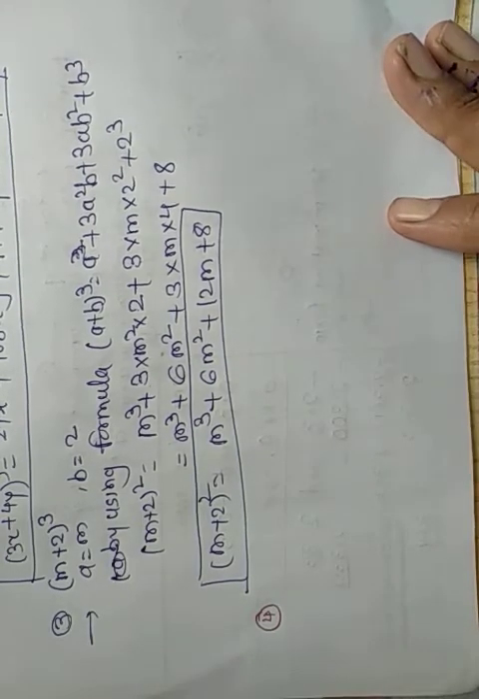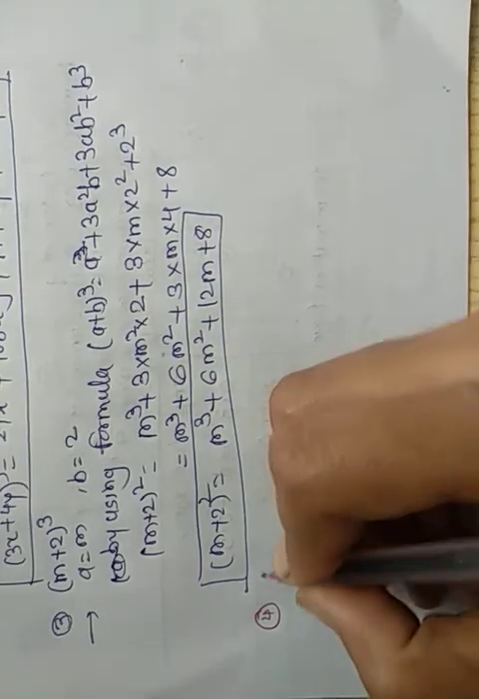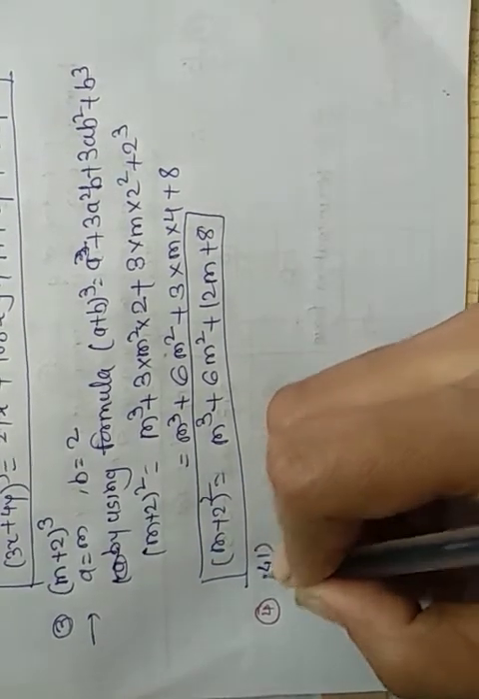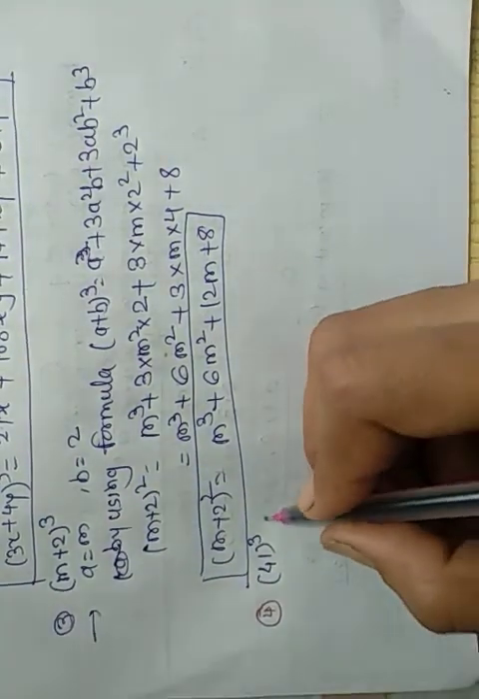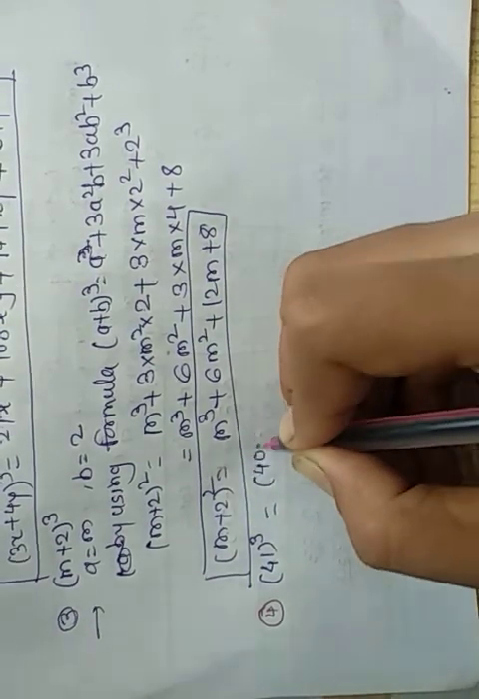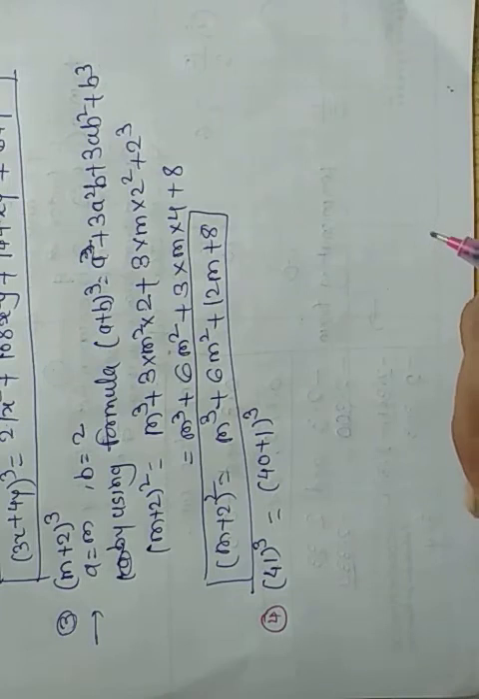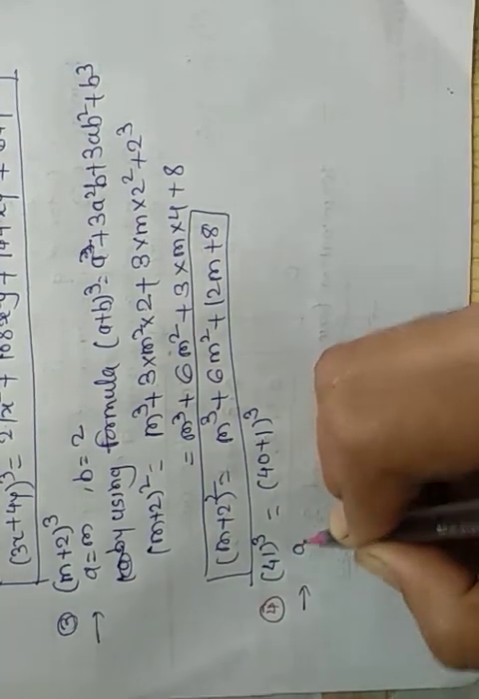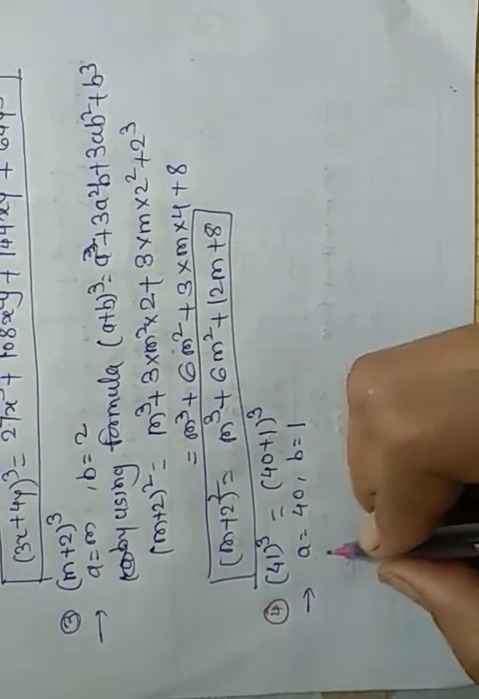Let's see the next example, that is a cube of any number. Suppose here the cube of 41. First expand this. 41 means (40 plus 1) bracket cube. Now here the value of A is 40 and the value of B is 1.